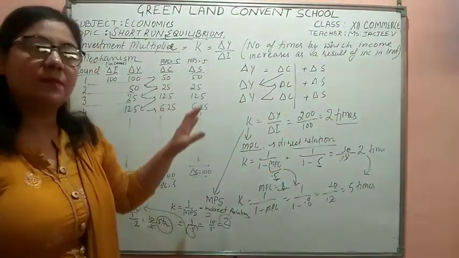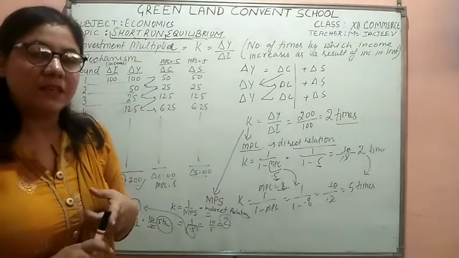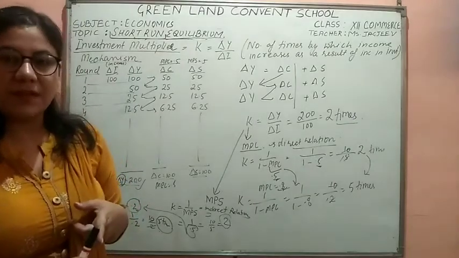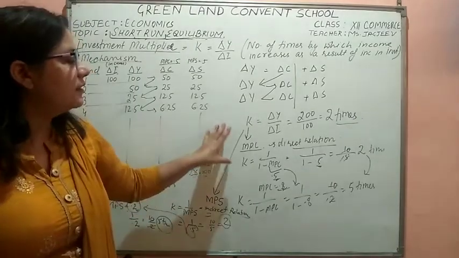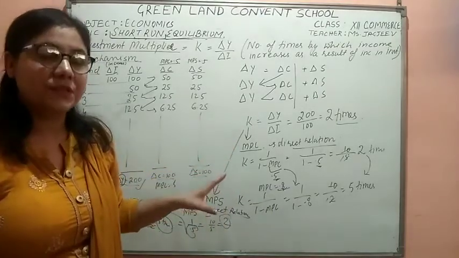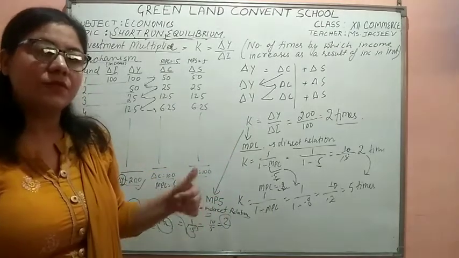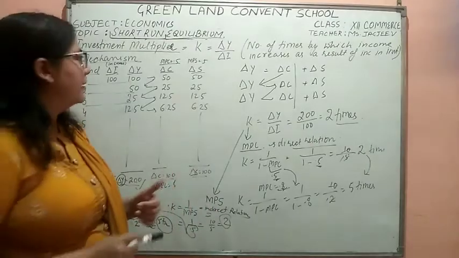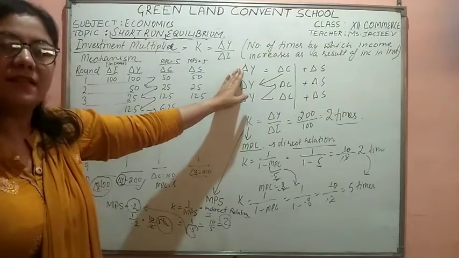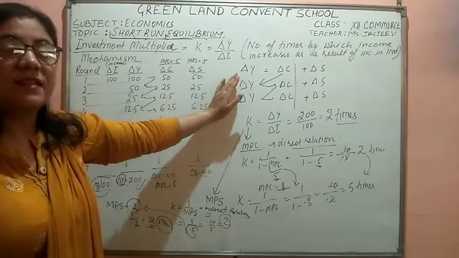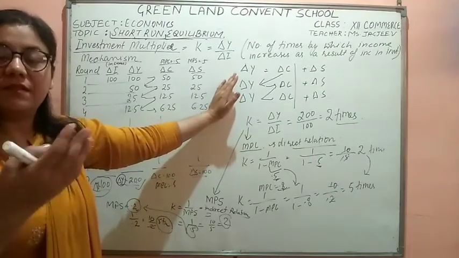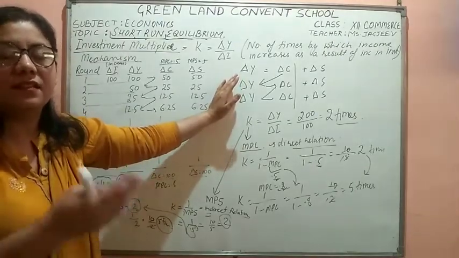So this is what the multiplier is. We have to define the multiplier. We have to show the working of the multiplier. We have to tell the relationship between the multiplier and the marginal propensity to consume and marginal propensity to save. But students, when we say that with the increase in investment, there is an increase in the income, that is known as the forward action of the multiplier. Forward action: increase in investment as well as increase in income.